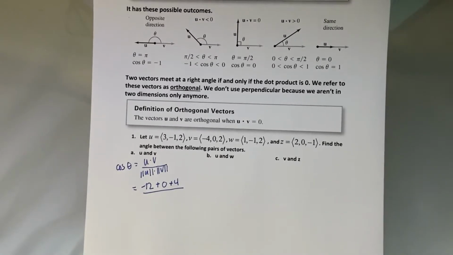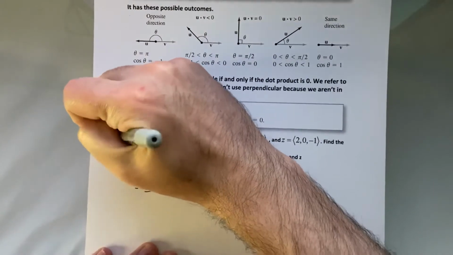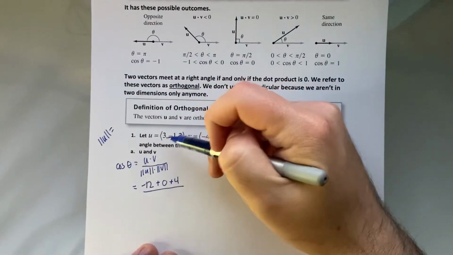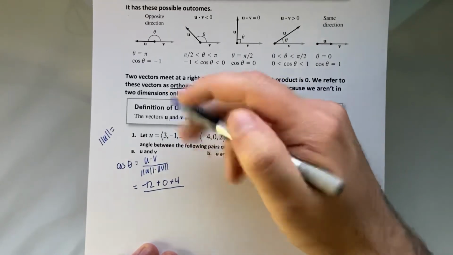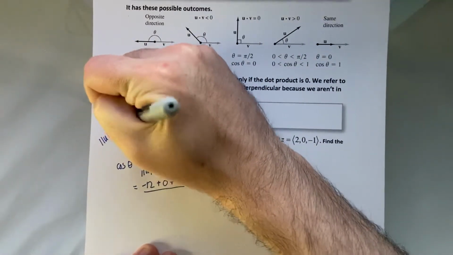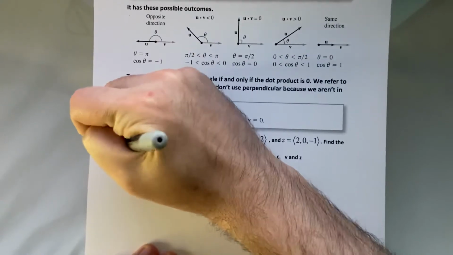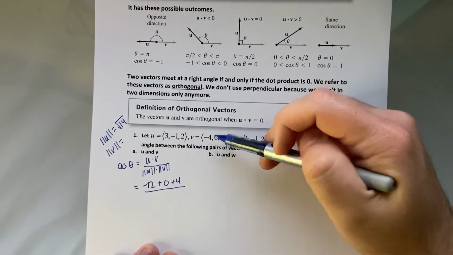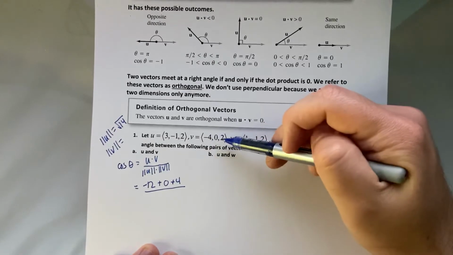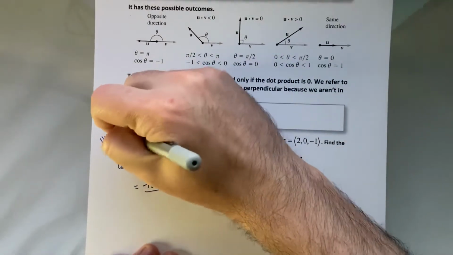So how do I find the lengths of these? I square all of the terms. And so let's see, the length of u is the square root of 9 plus 1 plus 4, that's the square root of 14. The length of v is the square root of -4 squared, so 16, plus 0 plus 4, that's the square root of 20.